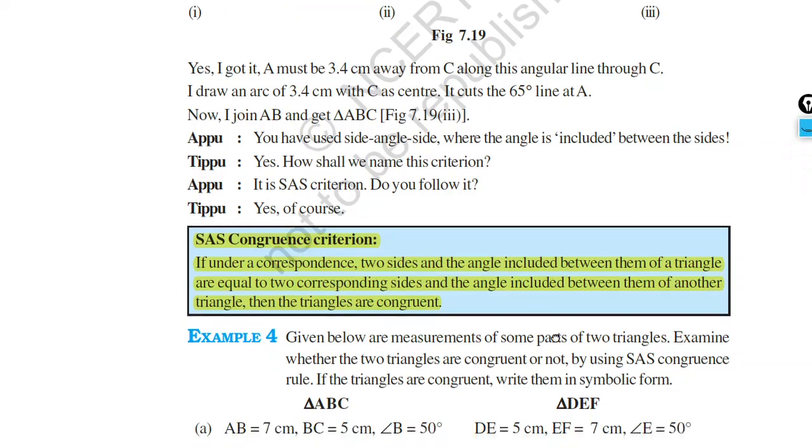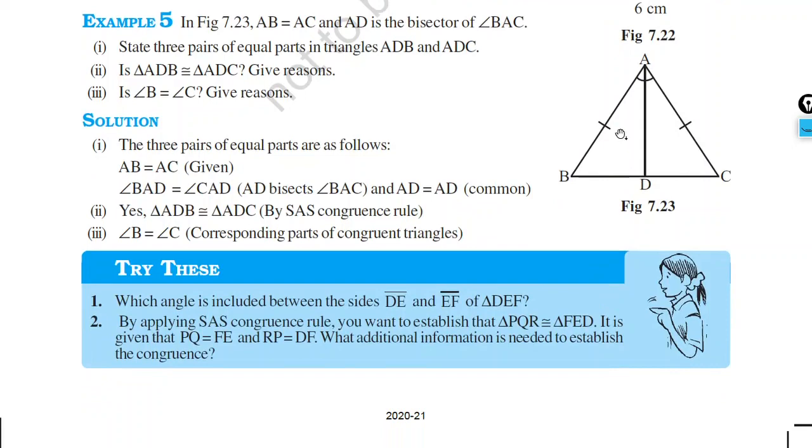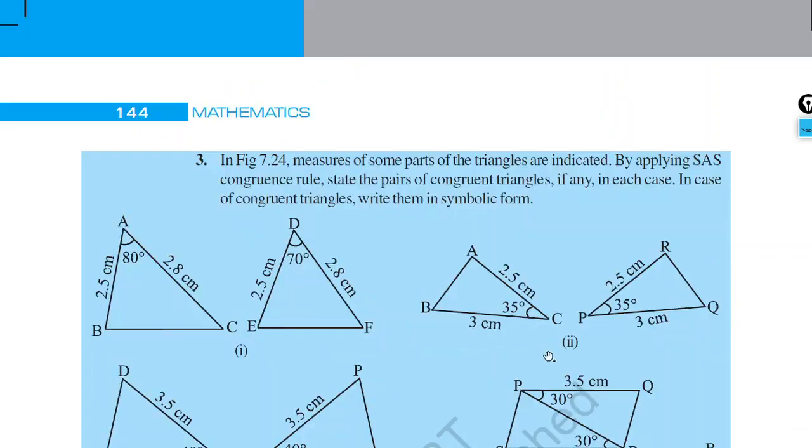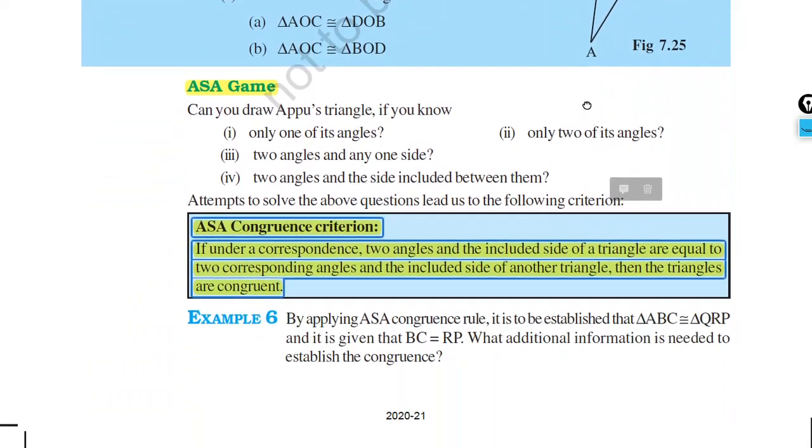There are some examples, please try the examples. Try this also. Then we'll move to another congruency criterion, that is the ASA criterion. So what is ASA?